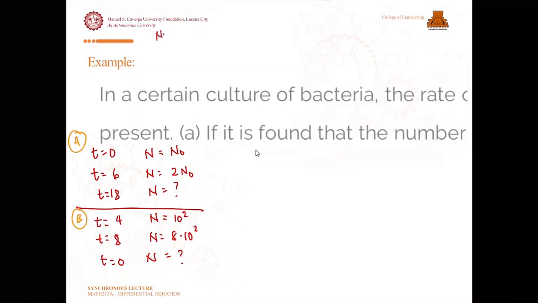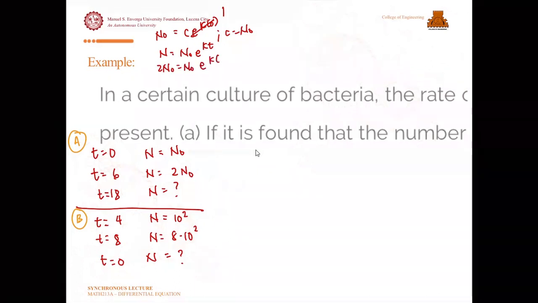Okay, so N sub O is equal to C e^(K times 0), so this will be 1. So C is equal to N sub O. Yung formula natin will now be N is equal to N sub O e^(KT). Okay?